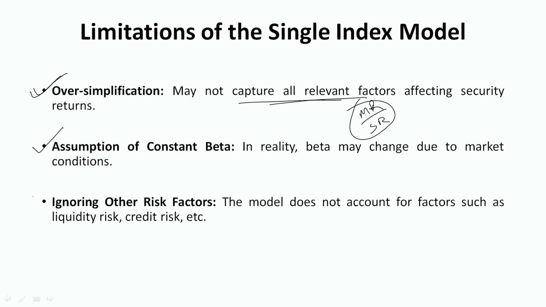Second is the assumption of constant beta. Here I told you we are not giving much importance to beta because we assume that the market condition is similar to the condition which is going to affect the stock. In reality it may not be. In reality the beta may change due to market conditions. Conditions can have an impact on the beta calculation, which is not actually reflected in the single index model. And third is ignoring other risk factors.